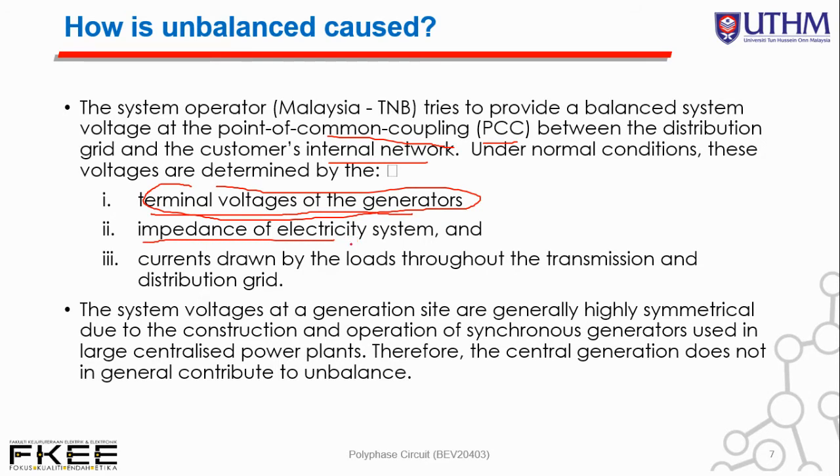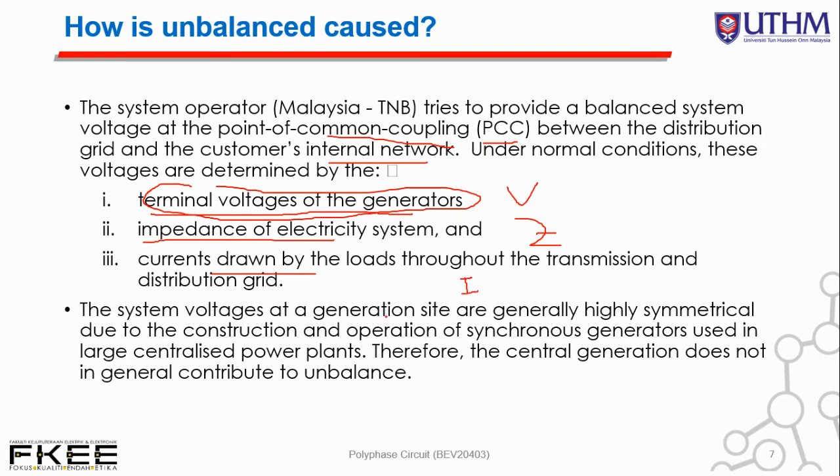Okay, so along the transmission or distribution example, they may have a certain level of impedance, the Z. The Z load, for example, or the impedance of the phase itself. And then the third possible cause is the current drawn by the loads throughout the transmission and distribution grid. So it can be in terms of V, it can be in terms of Z, so these three parameters, or I itself.